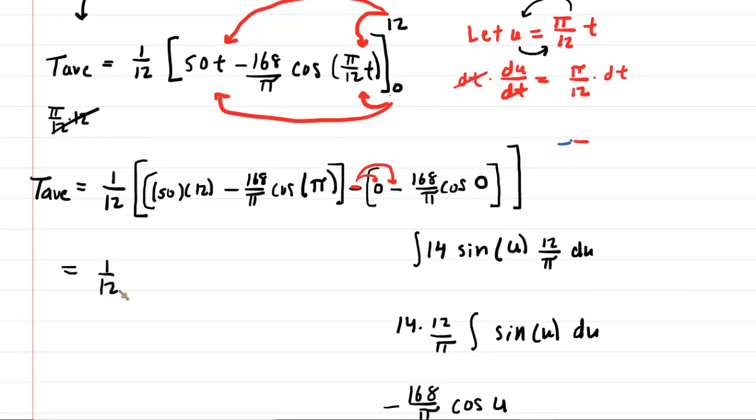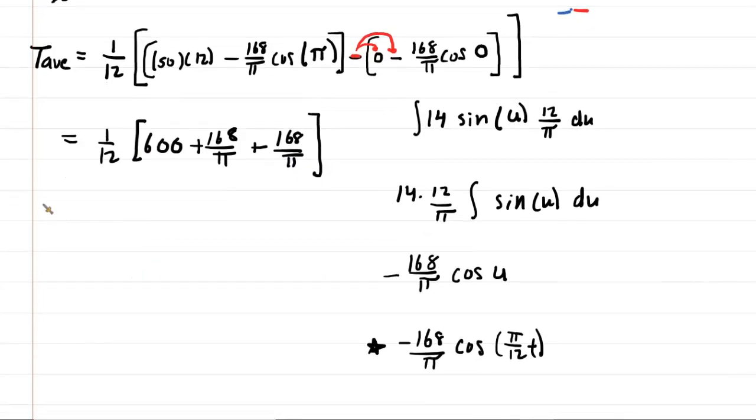So now we have 1/12, and then let's see what we have inside. 50 times 12, that should be 600. And then here you have the cosine of pi, and the cosine of pi is just -1. So you're going to have minus 168 over pi multiplied by -1. When you multiply that by -1, that just changes this into a plus 168 over pi. So that's nice and easy. Over here, like I said, you have to distribute that minus sign, so you're going to end up with a plus 168 over pi. And then the cosine of 0 is just 1, so you'll be multiplying this by 1, which doesn't change its value. And so this is the expression that will represent the average temperature.